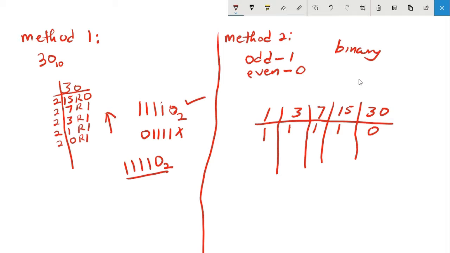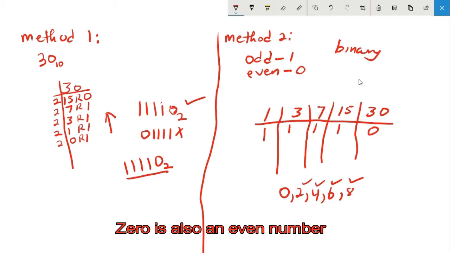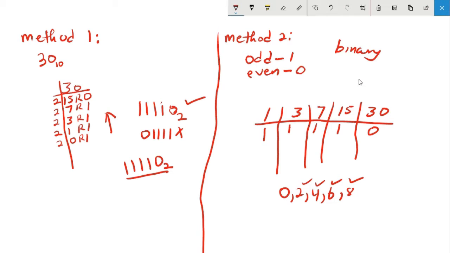So I put 0. Even numbers end with 0, 2, 4, 6, and 8. Any number you see ending with these, they are even. If a number is not even, then it is odd.